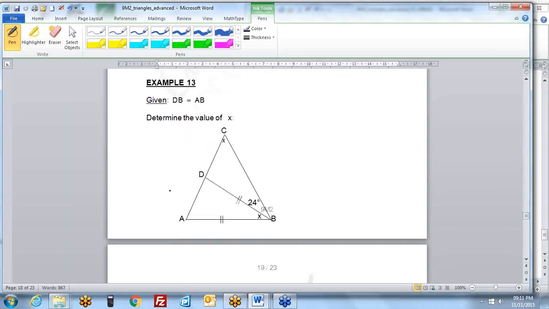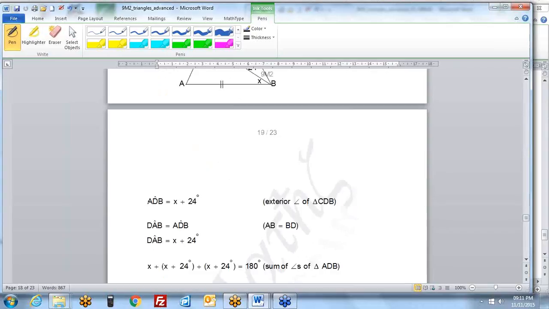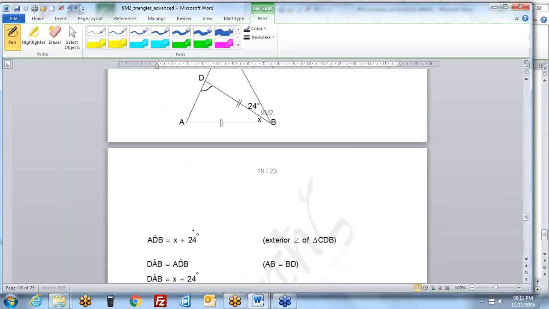Right, then example 13, given DB equals AB, determine the value of x, and then they tell you that angle ABD equals x and angle ACB equals x, and also you have this angle CBD which equals 24, and you need to determine the value of x. So you will start off by saying angle ADB, in other words this one over here, equals x plus 24.